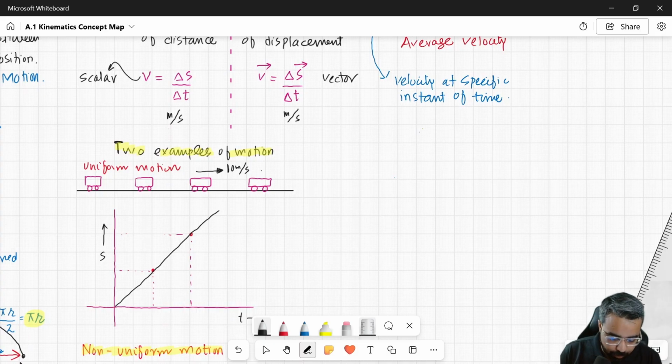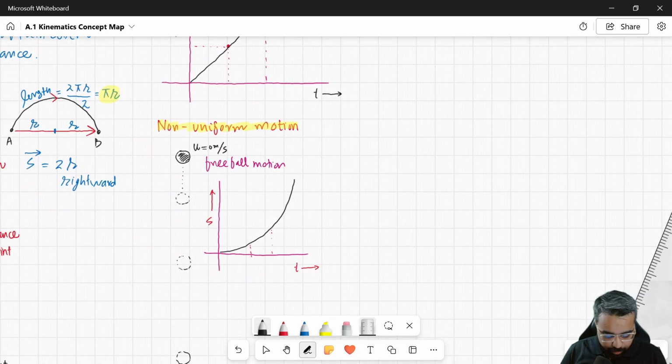Okay, so at all the positions its speed will be 10 meter per second. So in this case, dear students, the velocity at any instant will be 10. But look at this. You remember I told you that we have released it from the rest. But what is the velocity?